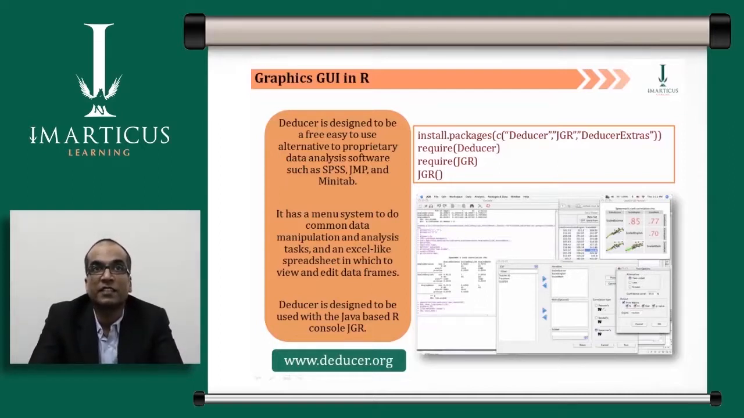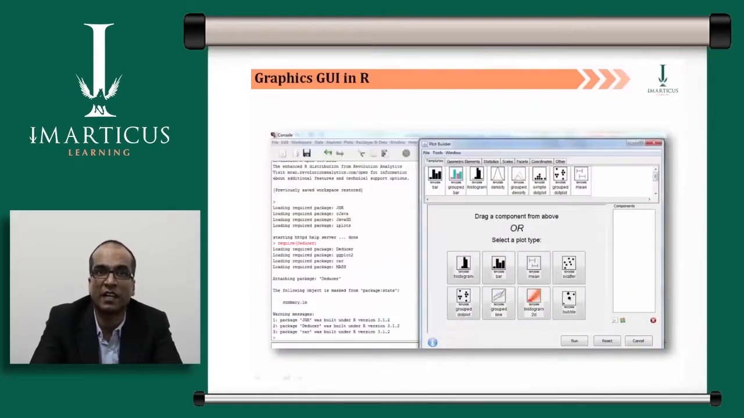The next graphic device in R is Deducer. Now, this is a Java based interface, developed with the Java interface. It stands as an alternative to proprietary data analysis software like SPSS, JMP and Minitab. It is a menu driven system to do the same data analysis and manipulation tasks. It has an Excel like spreadsheet which helps us view and edit the data. It's designed to be used in conjunction with a Java based environment, so you would require the latest Java console for the same.